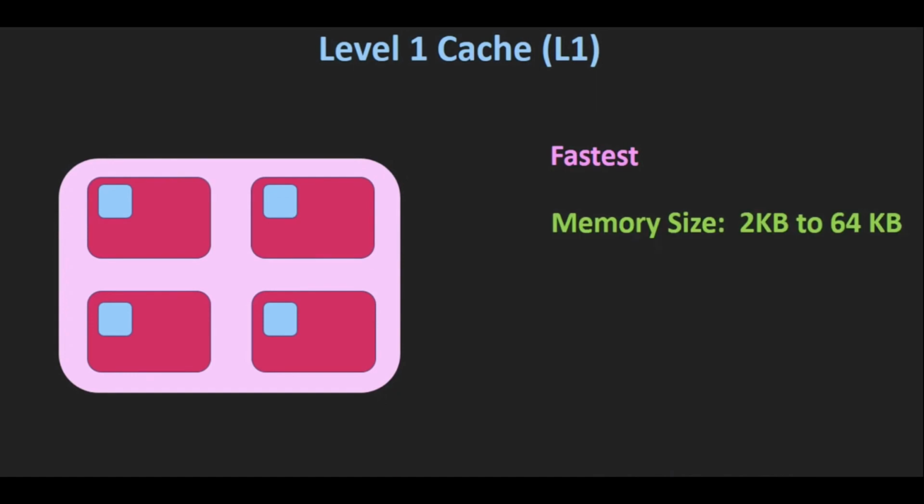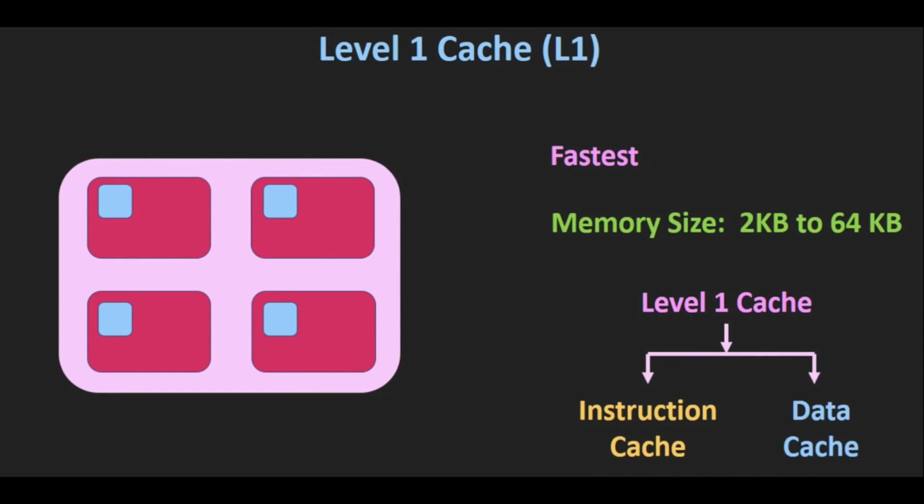Now inside this level 1 cache, there are two kinds of cache. The first is the instruction cache and the second is the data cache. The instruction cache stores all instructions which are required by the CPU, and the data cache stores the data which is required by the CPU.